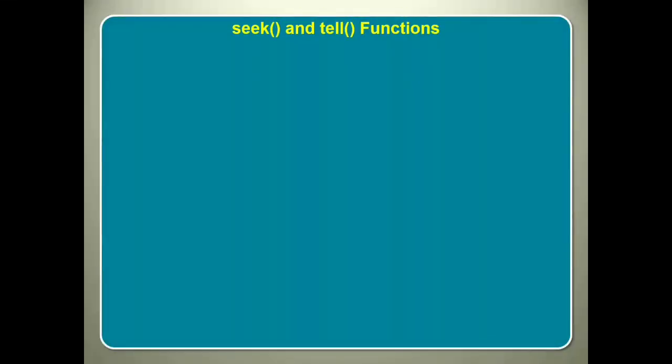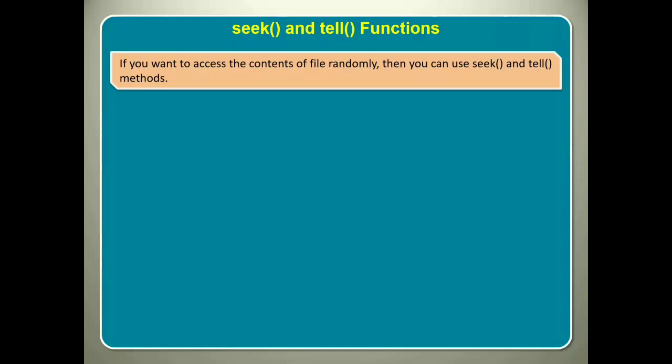Till now, we have discussed all reading and writing functions that work sequentially in the file. If you want to access the contents of a file randomly, then you can use seek and tell methods. Let us learn more about them.